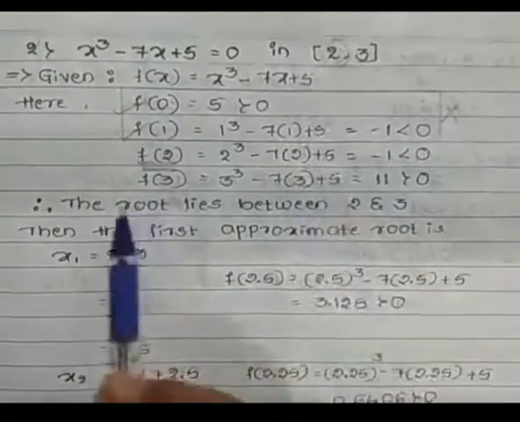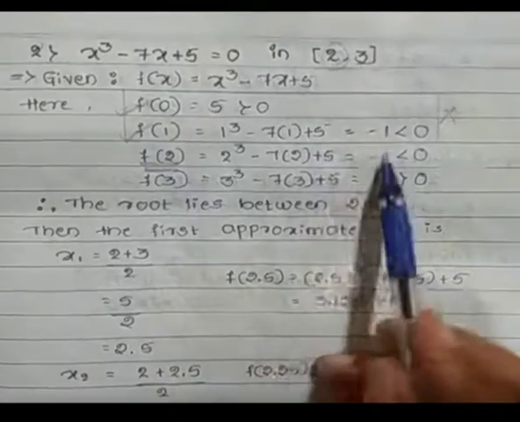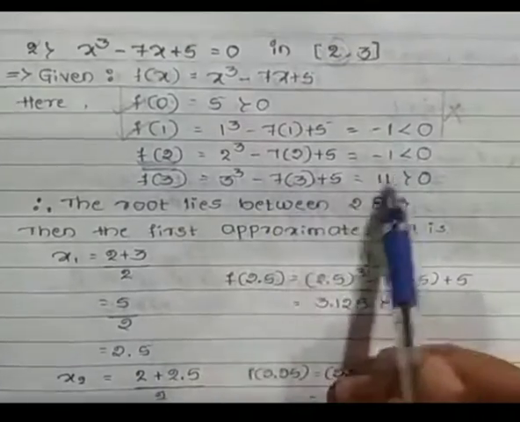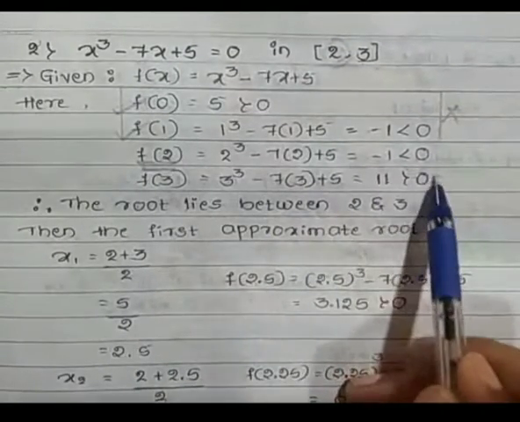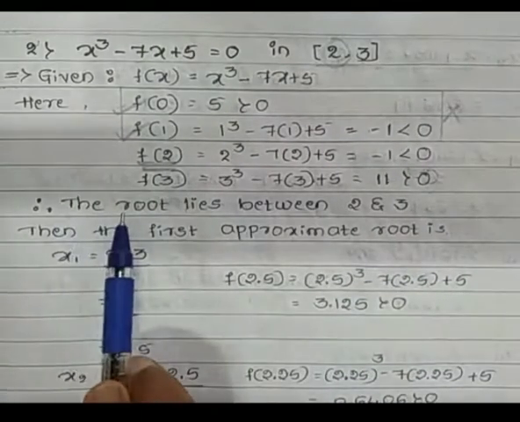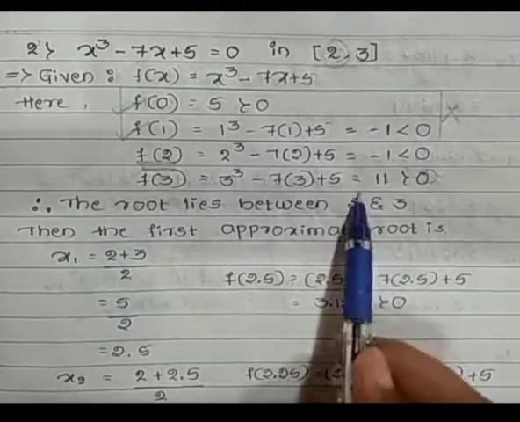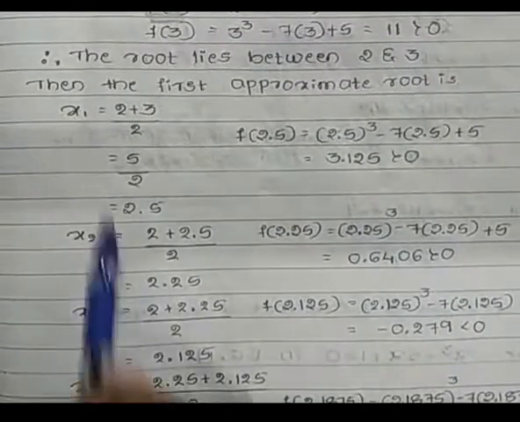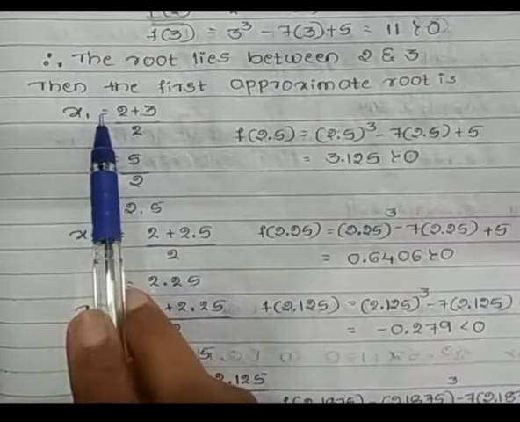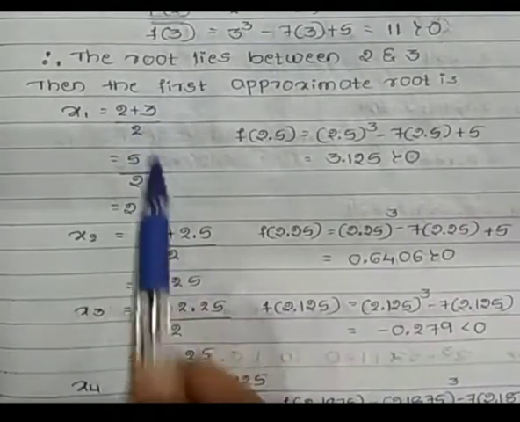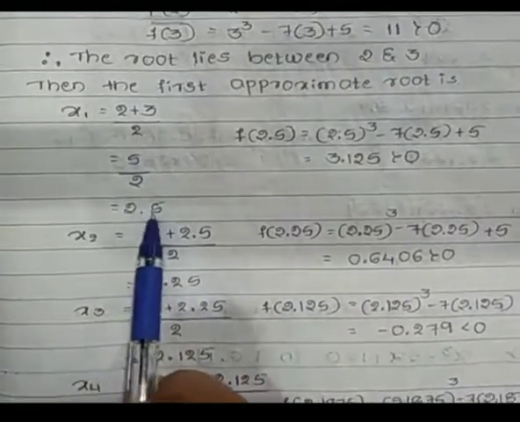So start from 2, substitute f of 2, simplify, you will get minus 1, less than 0. Substitute 3, simplify, you will get 11, which is positive, greater than 0. Therefore, we can write here the sentence that the root lies between 2 and 3. Then next, we need to calculate the first approximation. So here the required first approximation is x1, which is equal to these two values, that is 2 plus 3 divided by 2. Simplify, you will get 2.5.